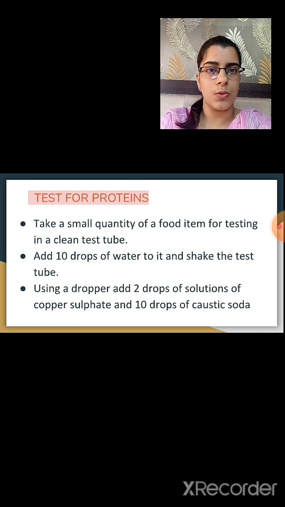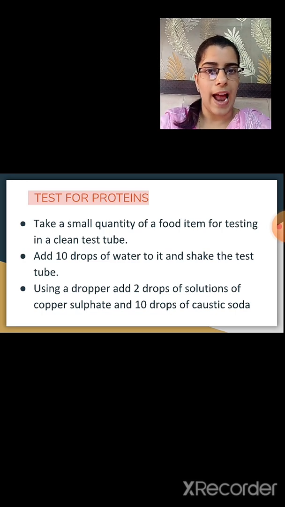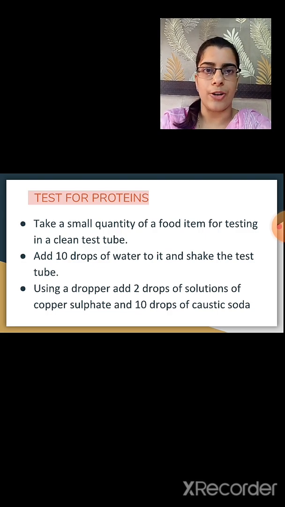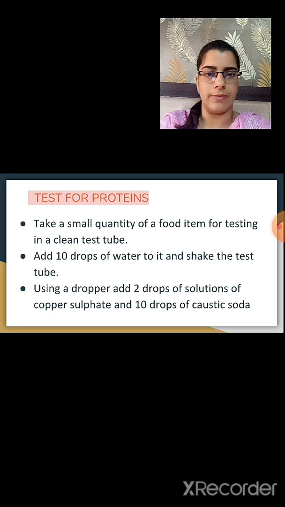What is caustic soda? NaOH, sodium hydroxide. So first we add the food item, then 10 drops of water. After that, with a dropper we add 2 drops of copper sulfate solution and 10 drops of caustic soda solution.